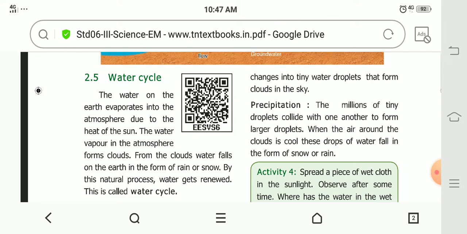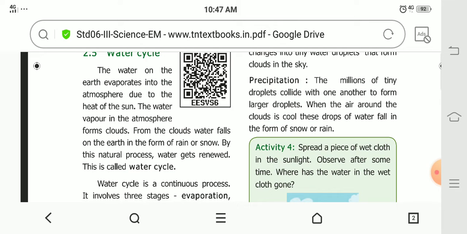Next, water cycle. The water on the earth evaporates into the atmosphere due to the heat of the sun. The water vapor in the atmosphere forms clouds. The cloud water falls on the earth in the form of rain or snow. By this natural process, water gets renewed. This is called the water cycle. In the Himalayas or mountain regions, the water changes into snow. In areas like Jammu and Kashmir, snow forms. In our country, it comes as rainwater.